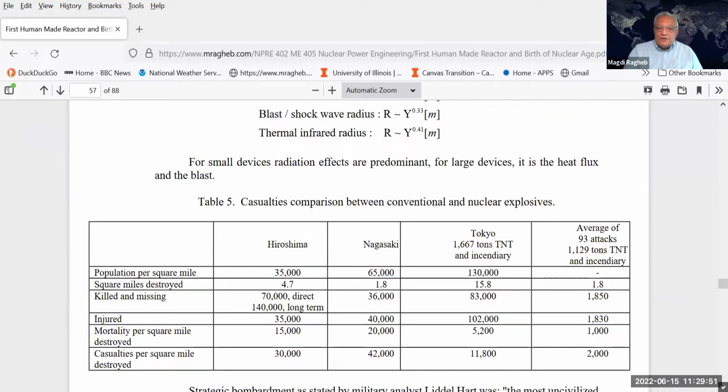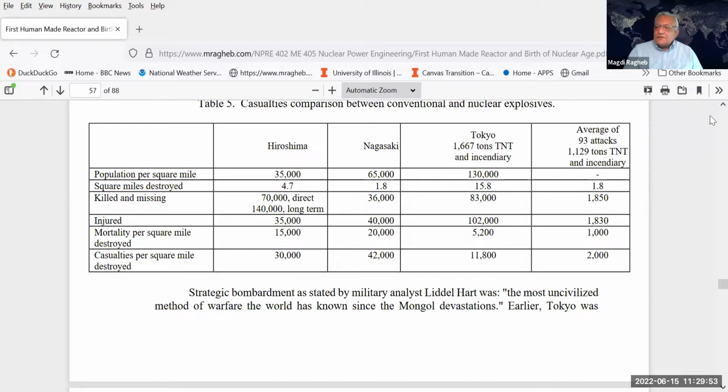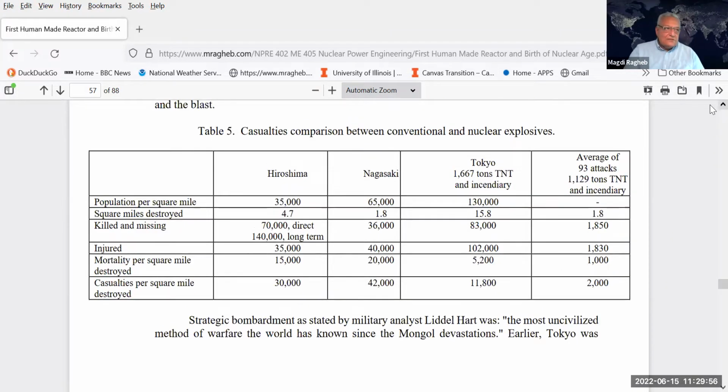Nuclear weapons are extremely destructive, as we said, but they were preceded by the firebombing of the capital, Tokyo, using incendiary bombs. They used 1,667 tons of TNT conventional devices. And basically, the people killed in the Tokyo bombing was 83,000. And if you think about Hiroshima, 70,000 were killed and 140,000 had long-term effects from radiation.